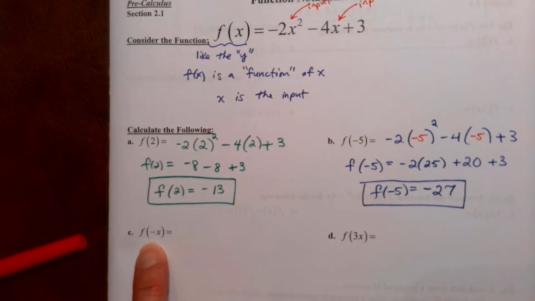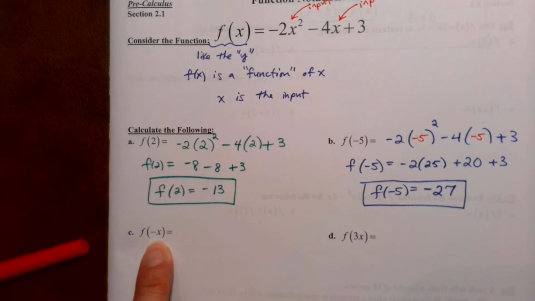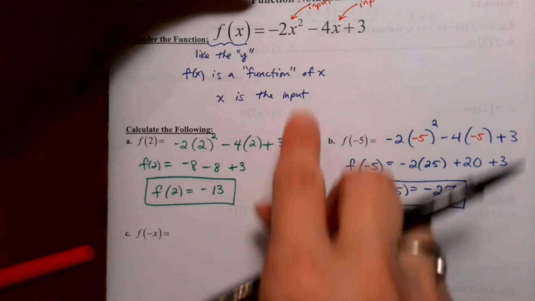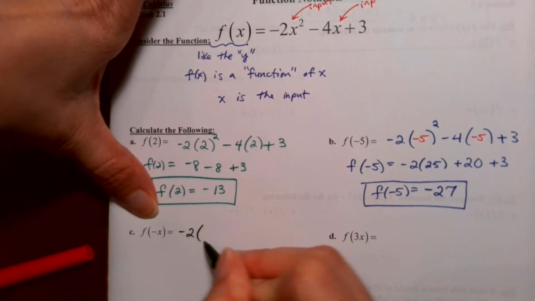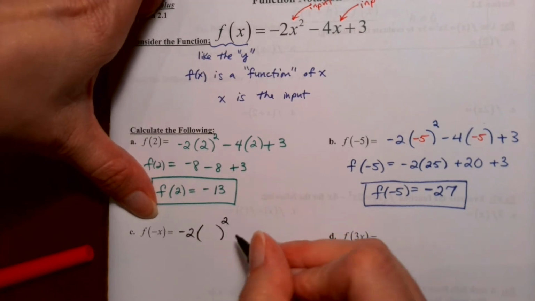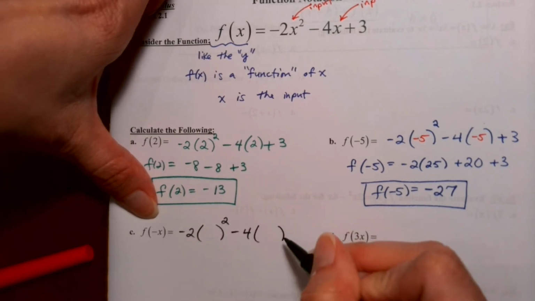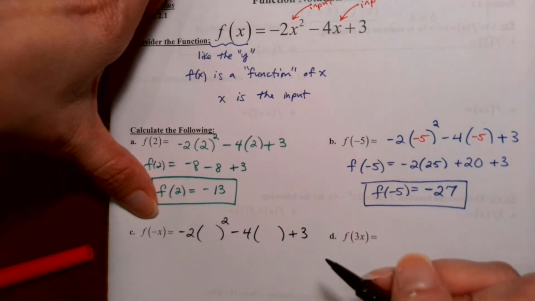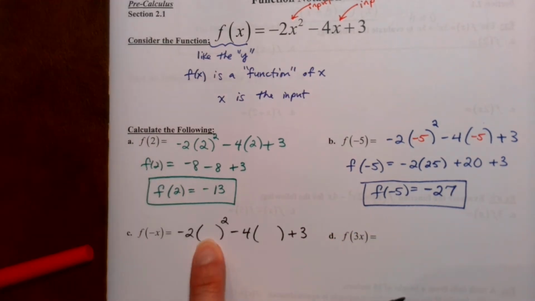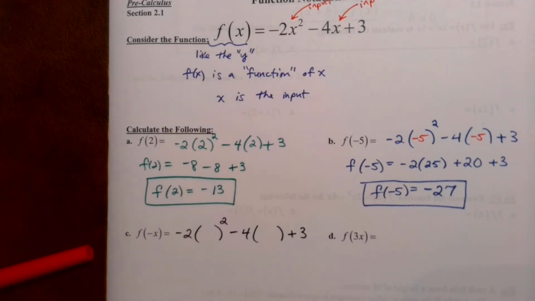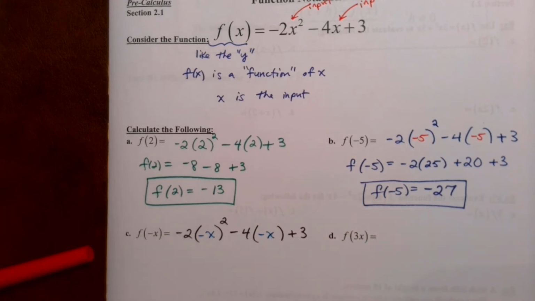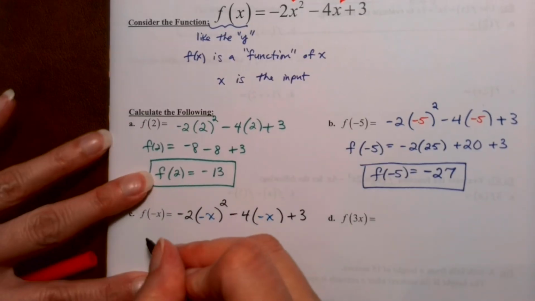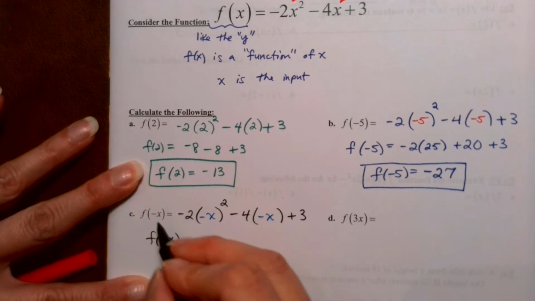We're also going to be using the f function, but our input is a variable. Okay, this can be done as well. So I think the technique I'm going to use is put parentheses for input. So we have to do negative 2, input has to get squared, minus 4 times input, plus a 3. And the input this time is a negative x. So my variable that I'm plugging in is negative x, and now we're just going to go ahead and do our algebra.